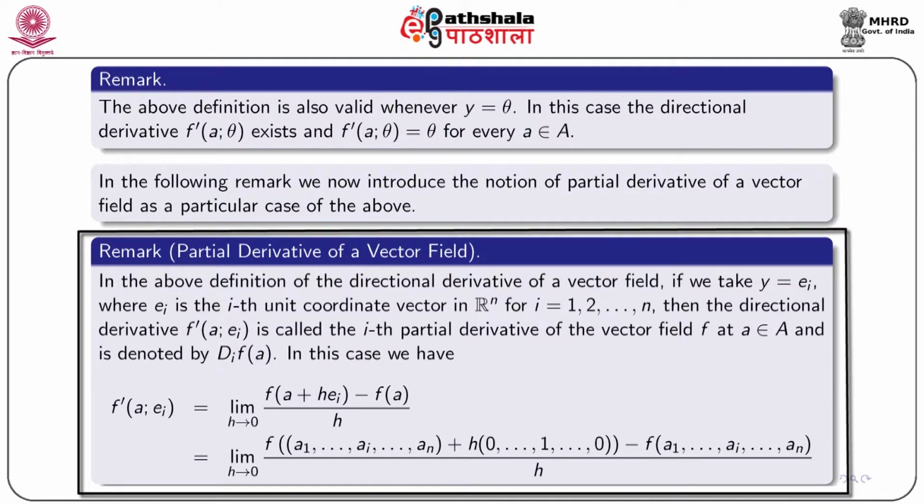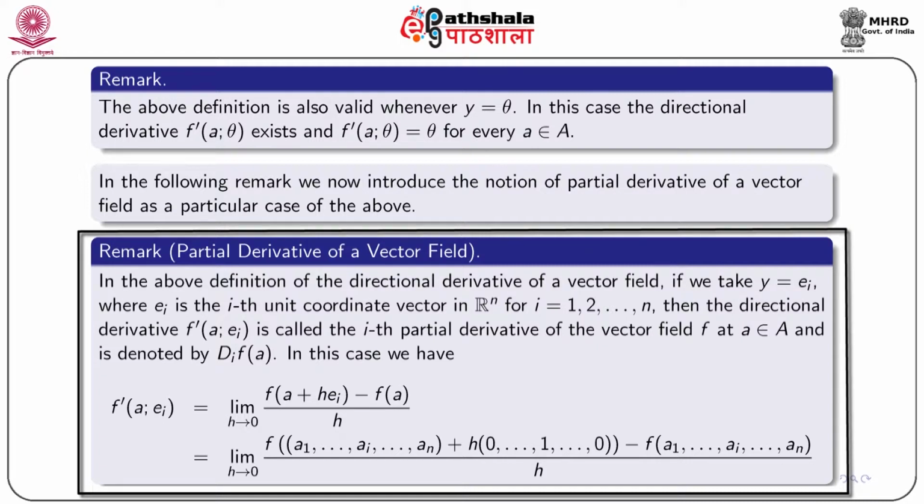Now, in the definition of directional derivative of a vector field, if we take y equal to e_i, that is the ith unit coordinate vector in R^n, for any i running from 1 to n, then the directional derivative f'(a,e_i) is called the ith partial derivative of the vector field f at the point a and is denoted by D_i f(a). So, in this case we have f'(a,e_i) equal to the limit of (f(a plus h e_i) minus f(a)) by h as h approaches 0.